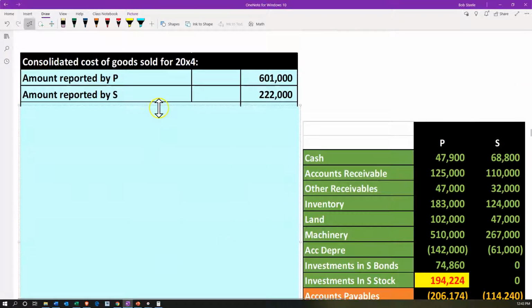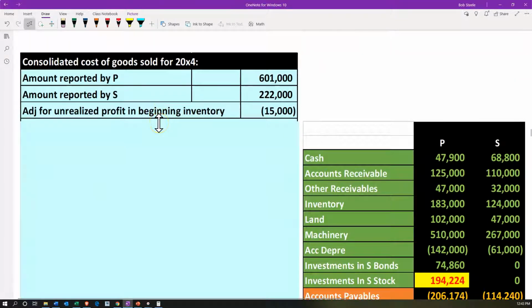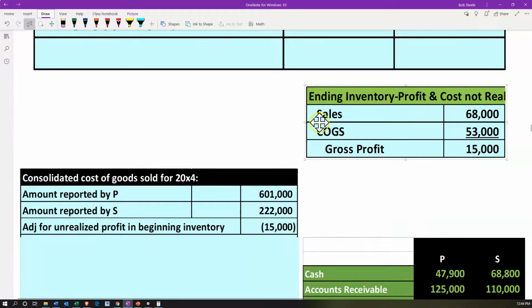So before we do any adjusting entries, the consolidation would be the sum of those two. Then we're going to have an adjustment for the unrealized profit in the beginning inventory, and that's going to be for the 15,000. Now we're going to get that from the worksheets that we put together previously, the colorful work. So here's the component that we need from that.